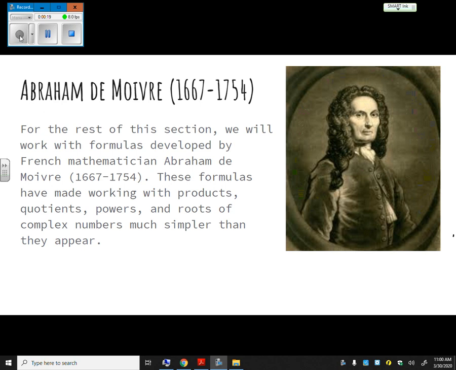Okay. Now in order to do this, we're going to have to use what Abraham De Moivre came up with. Obviously he is French. He came up with all these formulas for working with products, quotients, powers, and roots of complex numbers. When he came up with these formulas, it made it so that you didn't have to be a brainiac to figure out how to do this. He made these formulas so that you and me can do it, because we need those simpler methods.